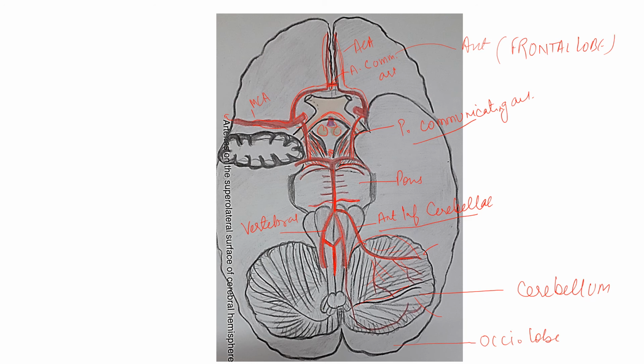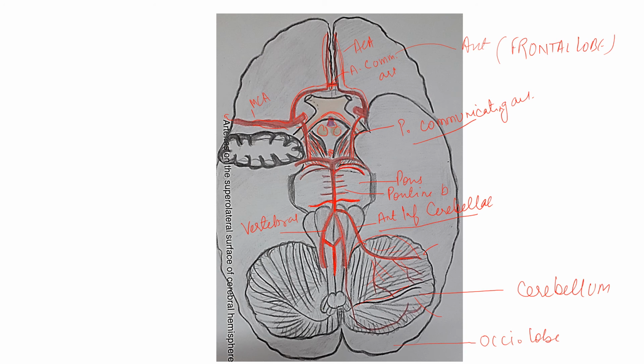Next we have a branch that is known as labyrinthine artery. So this labyrinthine artery enters the internal auditory meatus, and it runs along with the seventh and eighth cranial nerve. Then you will find some smaller branches. They are known as Pontine Branches.